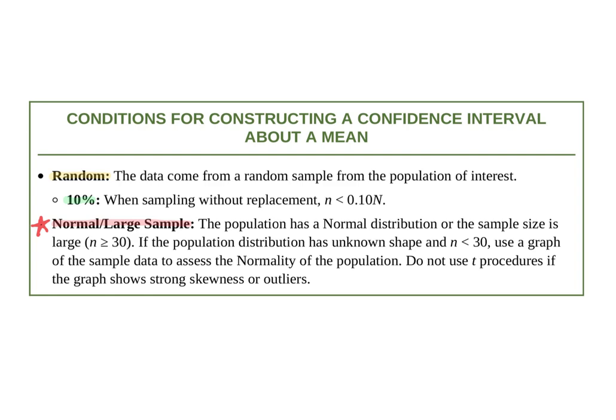And now the third thing is something that we call a normal/large sample. So that says that the population has a normal distribution or the sample size is large. So n is greater than or equal to 30. So if the population distribution has an unknown shape and we have n is less than 30, we have to use a graph of that sample data to assess if it is normally distributed or not. And so if it's not, we can't use our t procedures if it shows a strong skew either to the left or the right or has major outliers.